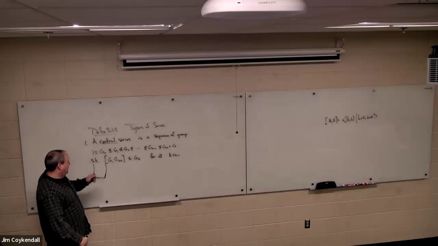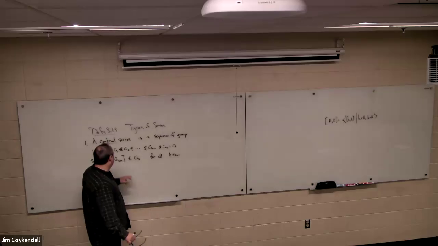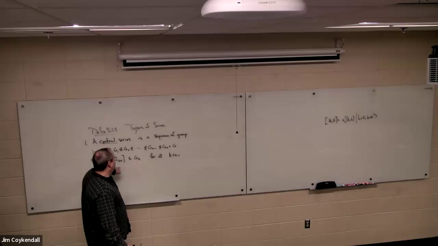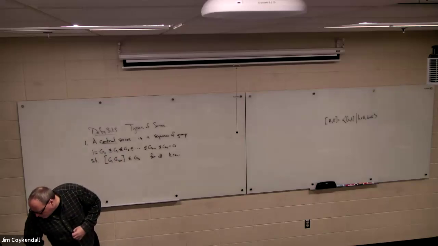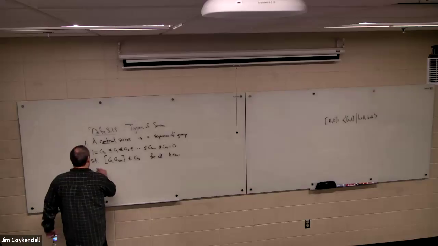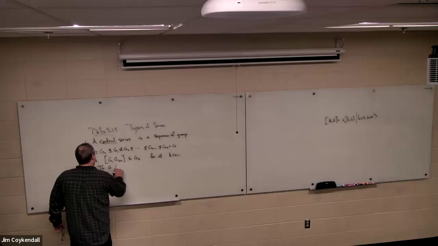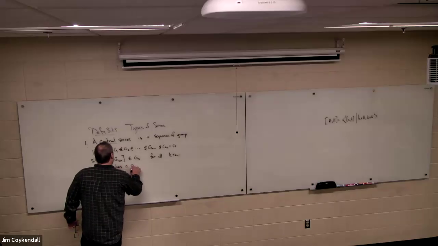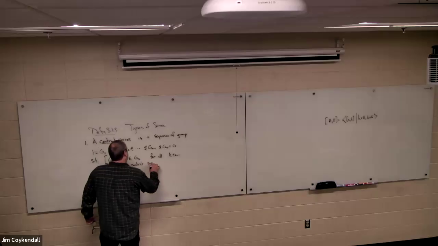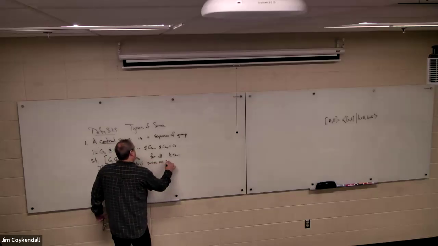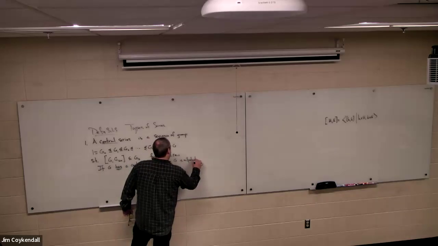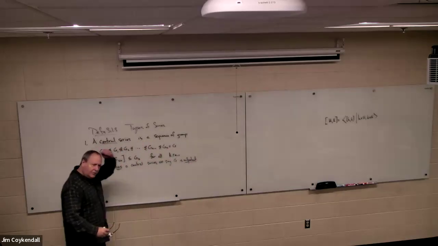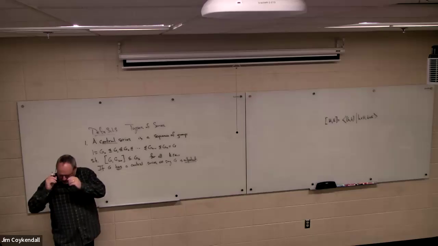A central series is a sequence of groups that satisfies this. These are all normal. This commutator group drops you down to the previous one. I don't claim that every group has a central series. In fact, we call a group with a central series a special name. Say G is nilpotent. In a certain sense, this is a generalization of an abelian group.